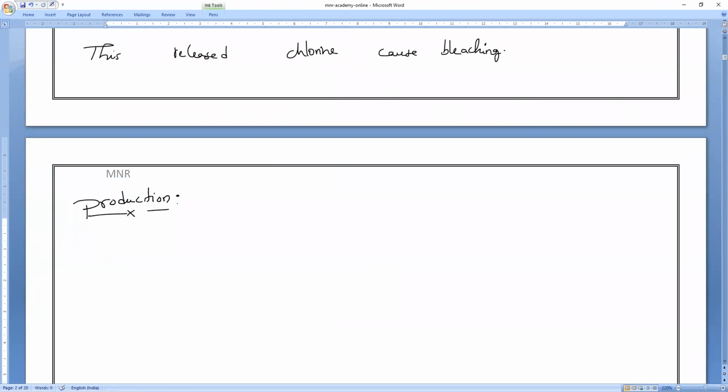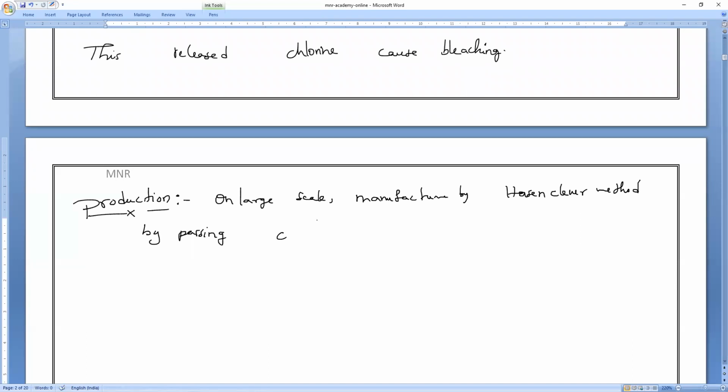So let us see how it will happen. Write it. On a large scale. Large scale means what? A very large quantity. Bleaching powder can be manufactured by the Hasen-Clever method. Manufactured by the Hasen-Clever method. The physical state is very important. By passing chlorine gas.